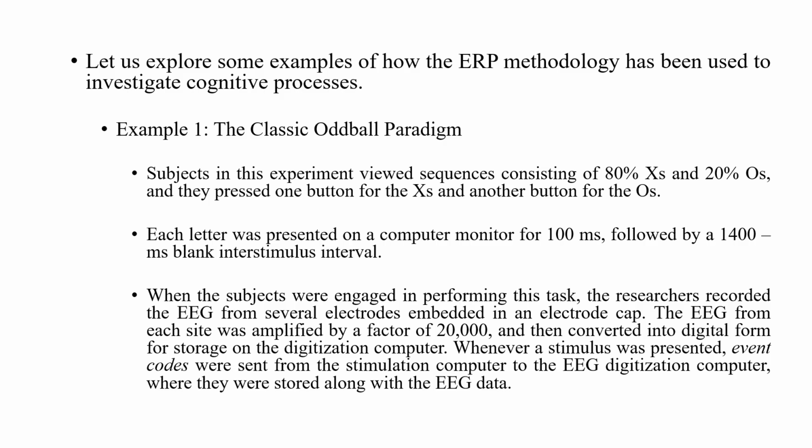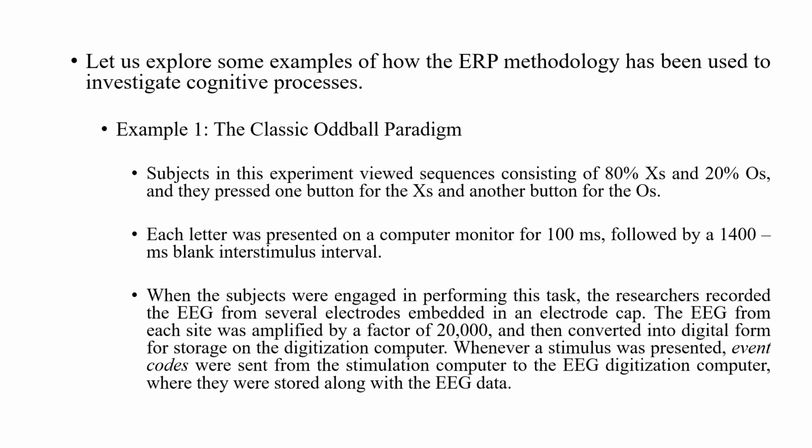Each letter was presented on the computer monitor for 100 milliseconds, followed by a 1400 milliseconds blank interstimulus interval. So, a stimulus will come, and then there is a gap of 1400 milliseconds, and another stimulus will come. Most of the time, that is 80% of the time, the stimuli will be X's and sometimes it will be O's. When the participant detects an X, they press a particular button. When a participant detects an O, they press another button.